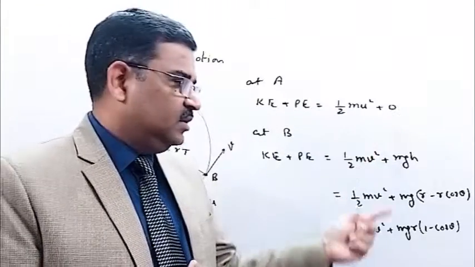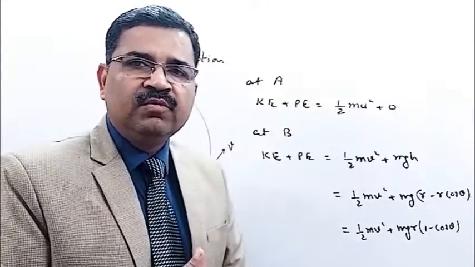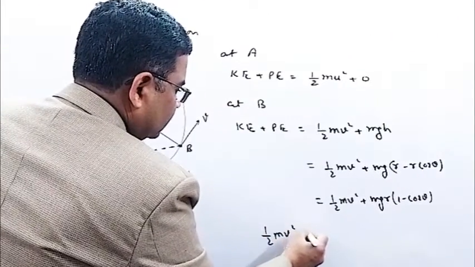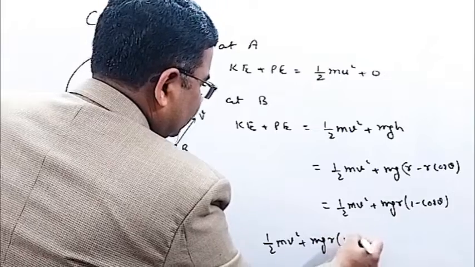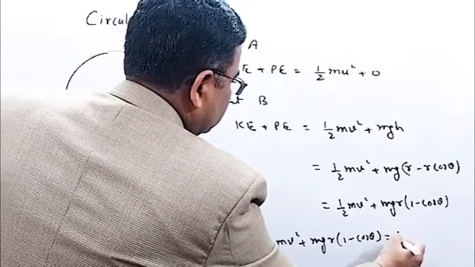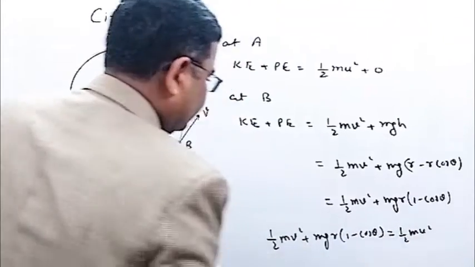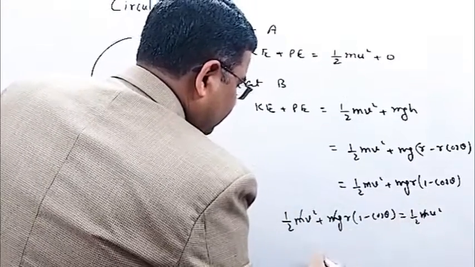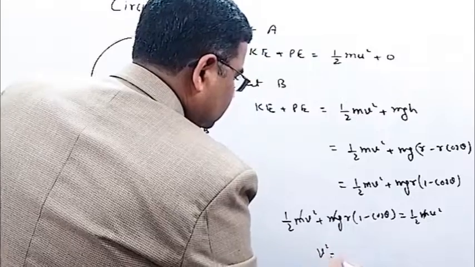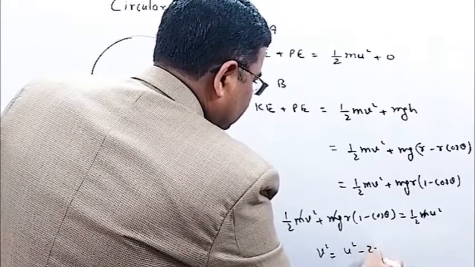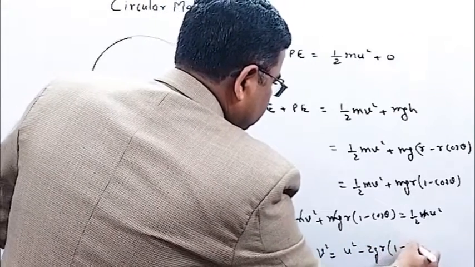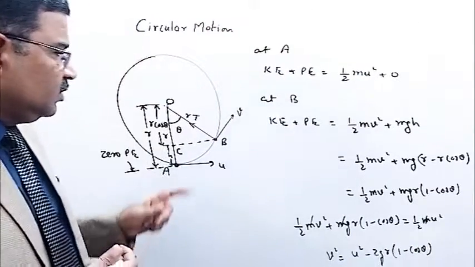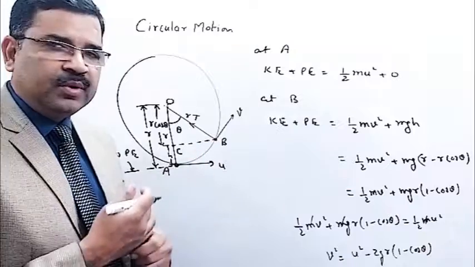Now we can equate these two and we get the value of V. So it is half mv square plus mg R 1 minus cos theta is equal to half mu square. And from here you can see that m is cancelled, and ultimately you will get V square is equal to u square minus 2gR 1 minus cos theta. So this is the value of V, the velocity of the body at point B.